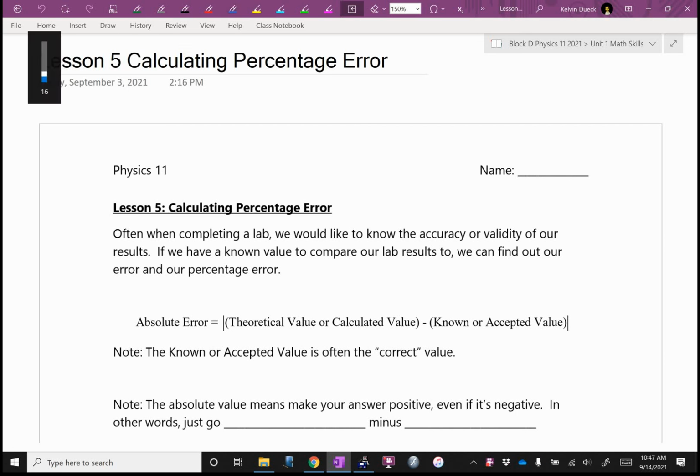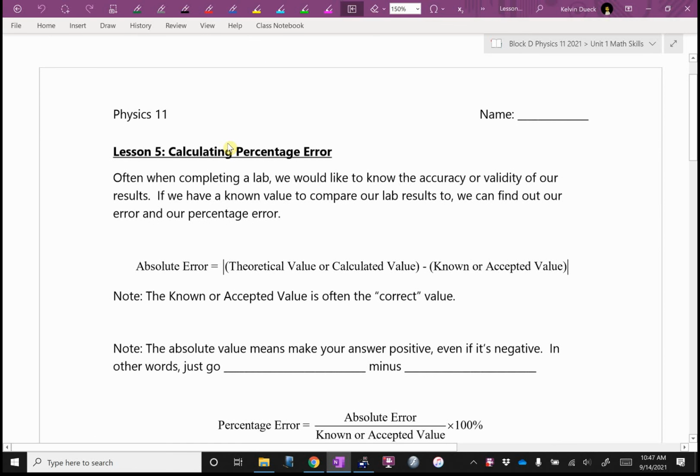Lesson 5, calculating percentage error. Often when we're completing a lab, we'd like to know the accuracy or the validity of our results. How close are we to the quote-unquote right answer? If we have a known value to compare our lab results to, if we know what we were supposed to get, we can find out our absolute error and our percentage error.